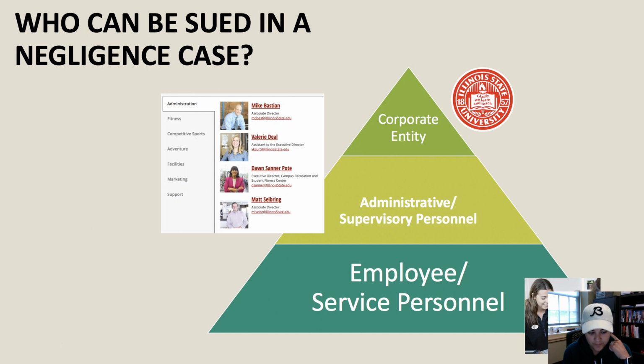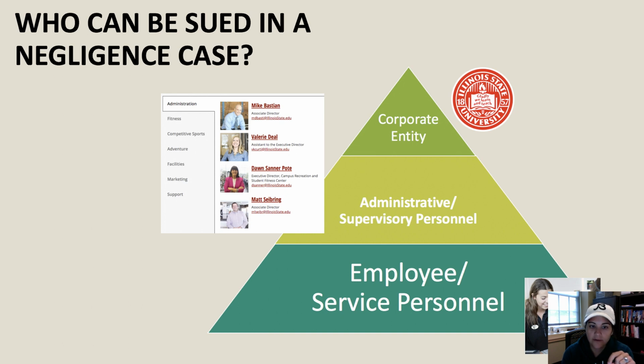or being sued. If we go up a level here to the administrative or supervisory personnel, these are basically folks who are in some kind of supervisory role, right? They have people working underneath them. So I've given the example here with Campus Rec. I just pulled up the administration folks on our website. I don't think this is everyone, but it gives you an idea, right? We've got assistant director, associate director, and so on and so forth. These are folks with some level of supervisory experience, right? They are overseeing those employee service personnel. They are overseeing other employees. There are managerial implications to what they do.